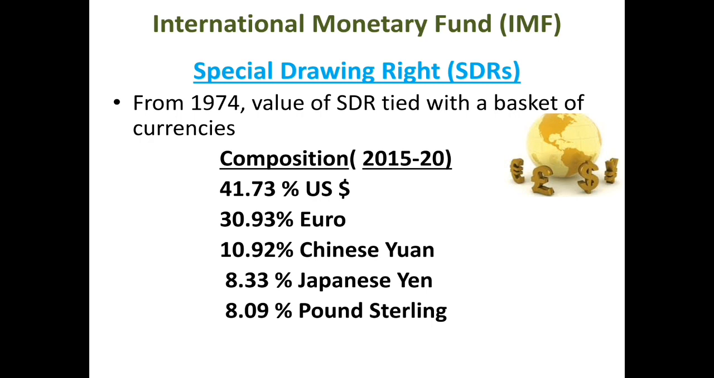41.73% of the US dollar, 30.93% of the euro, 10.92% of the Chinese yuan, 8.33% of the Japanese yen, and 8.09% of the pound sterling. That is, the weights are determined on the basis of the value of 5 currencies.